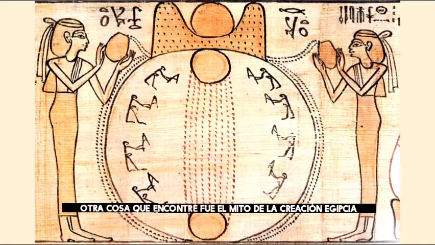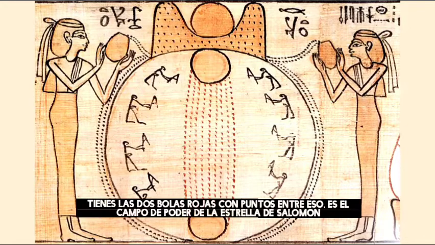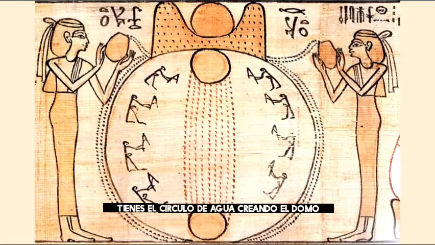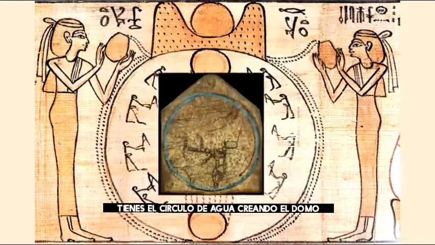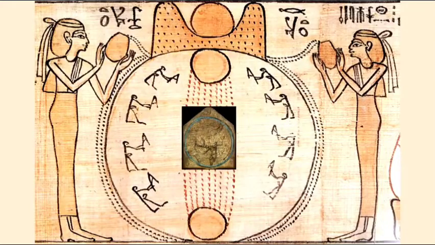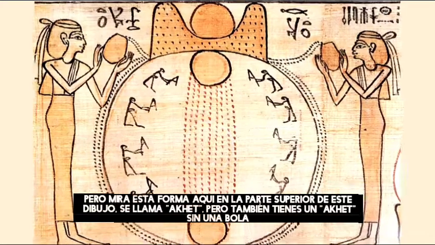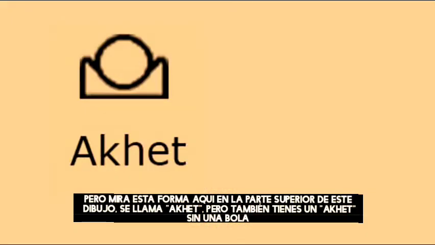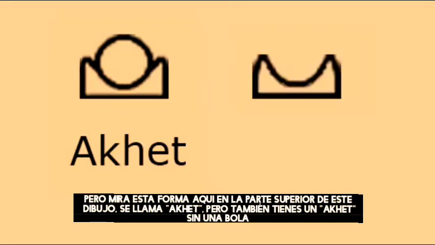Something else I found was the Egyptian creation myth. You have the two red balls with the dots between. That is the power field of the Solomon star. You have the circle of water creating the dome. But take a look at this form here at the top of this drawing. It is called the Akhet. But you also have an Akhet, but without a ball. You are not going to believe that.